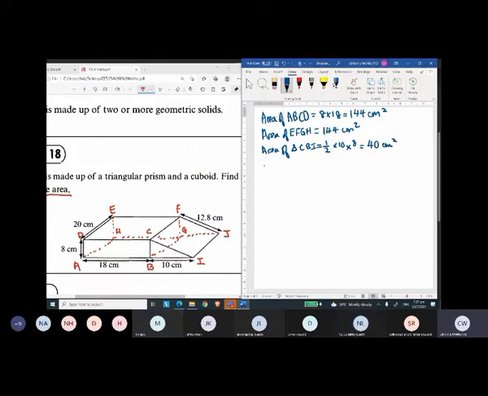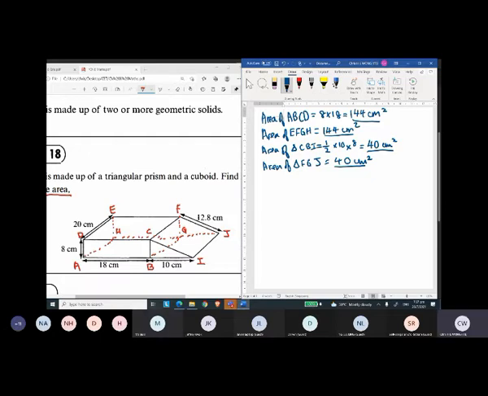Now, do you agree with me that the area behind is also the same? Behind, triangle FGJ, also equals 40. Do you agree? Okay, so you have 1, 2, 3, 4. Now I'm going to look at the top.